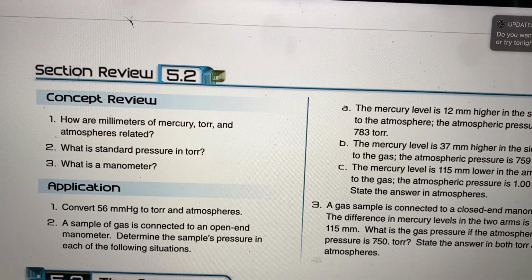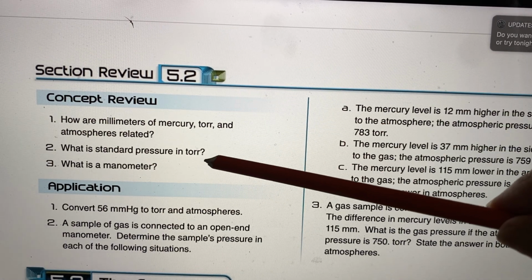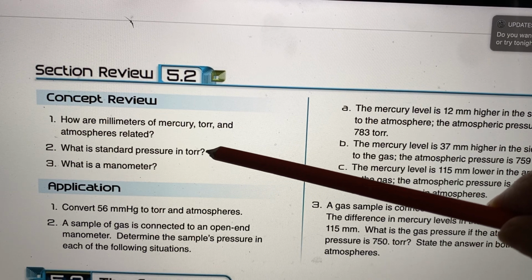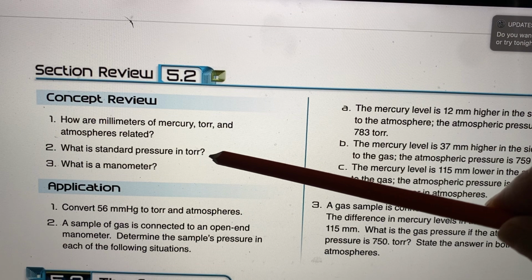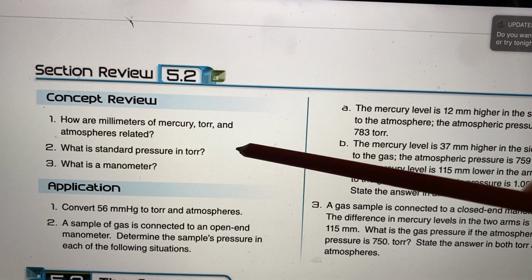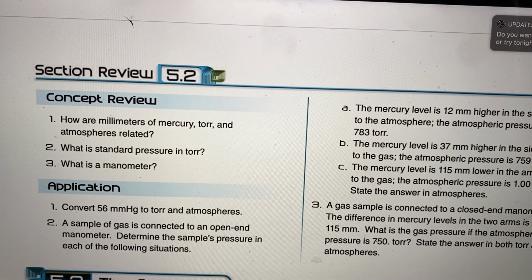What is the standard pressure in torr? The standard pressure in torr of the atmosphere, basically, is 1 atmospheric pressure, which is 760 torr.